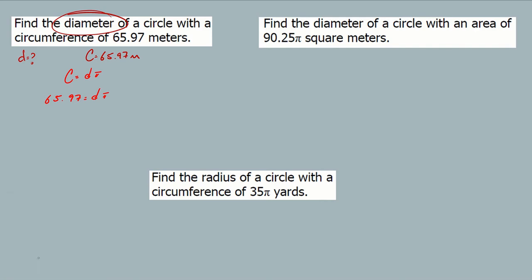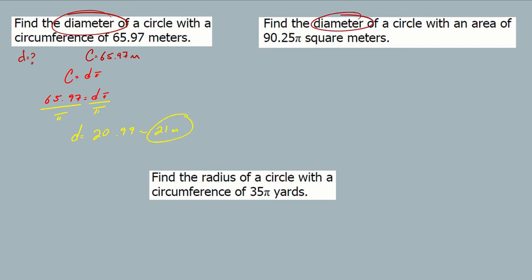So to find the diameter, I simply divide both sides by pi, and I get that my diameter is going to be 20.998, which is about 21 meters.